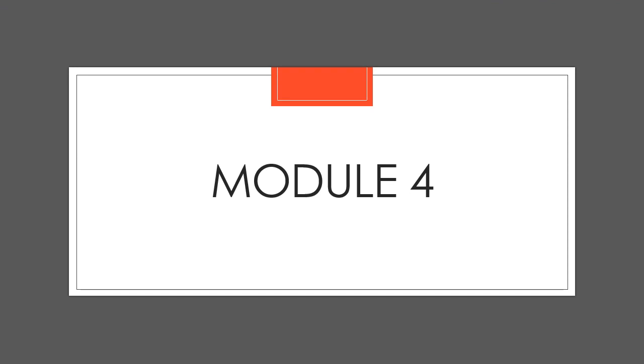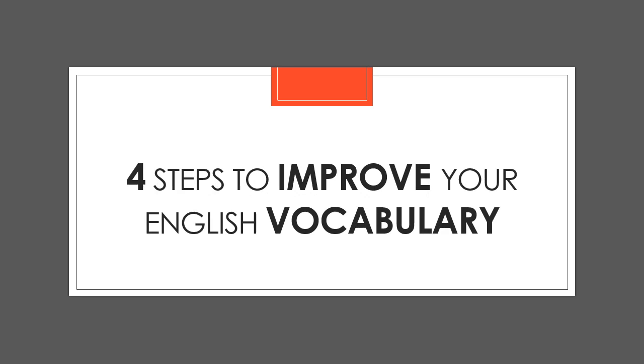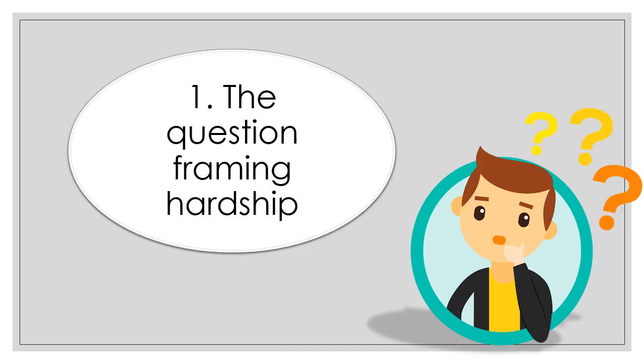Today we are going to discuss Module 4. It is about 4 steps to improve your English vocabulary. Let's start. The first point is question framing hardship, the problem in framing questions.